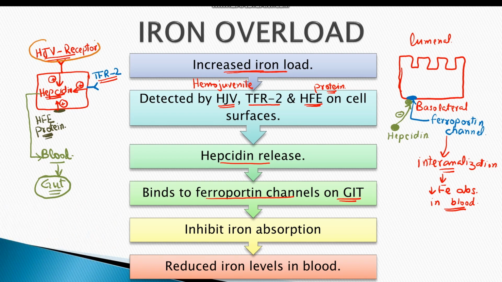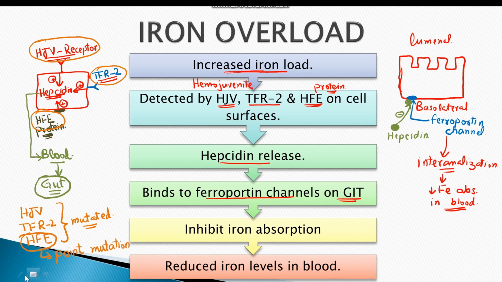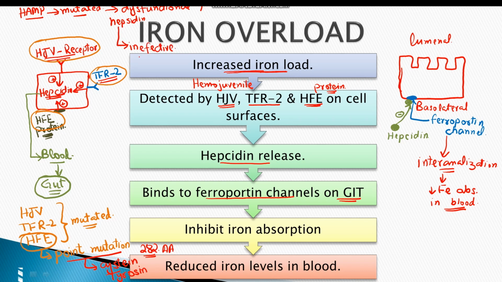These genes, including the hemojuvelin receptor gene, transferrin receptor 2 gene, and HFE gene, are mutated. In almost 70 to 90% of the cases, there is a point mutation in the HFE gene. The mutation results in replacement of cysteine amino acid by tyrosine amino acid at the 282 amino acid site. In certain cases, the gene encoding hepcidin, known as the HAMP gene, is mutated. Therefore, a dysfunctional hepcidin is produced, which is ineffective to inhibit iron absorption from the gut. Therefore, there is increased iron absorption resulting in hemochromatosis.